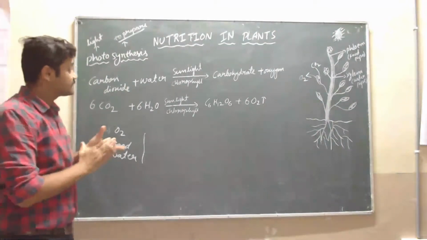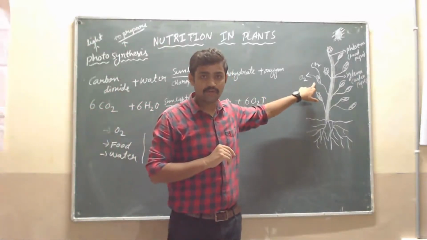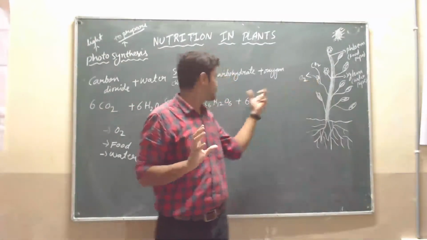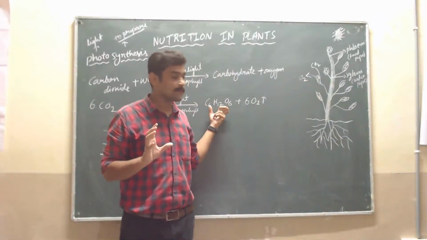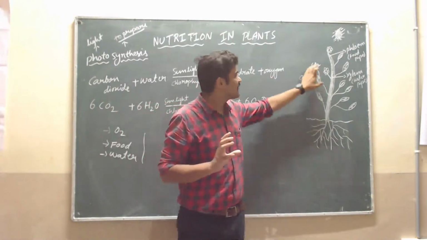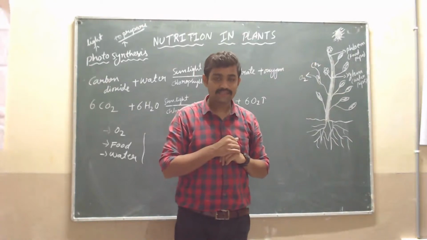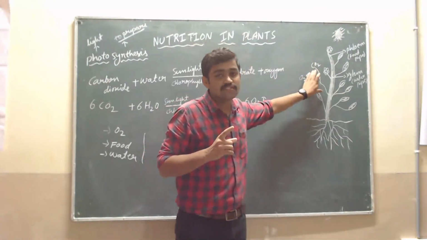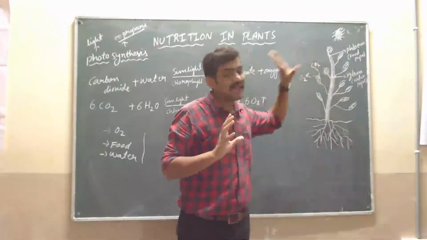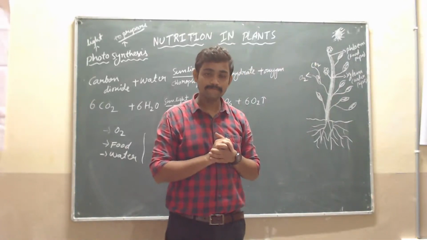Now another point, sir: now the food is prepared inside the leaves. Don't be confused, listen calmly. What is that food? Glucose, or carbohydrate. It is prepared in the leaves. Sir, if the food is stored only in the leaves, then how do all the other parts grow? How will the plant grow? Think about it.